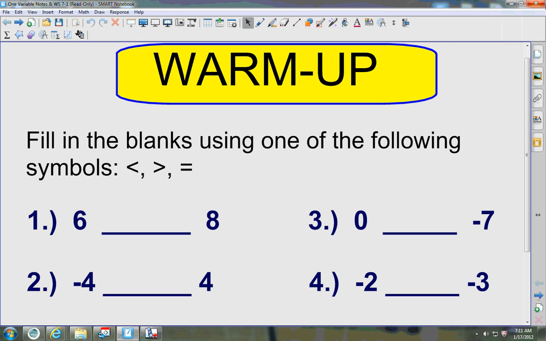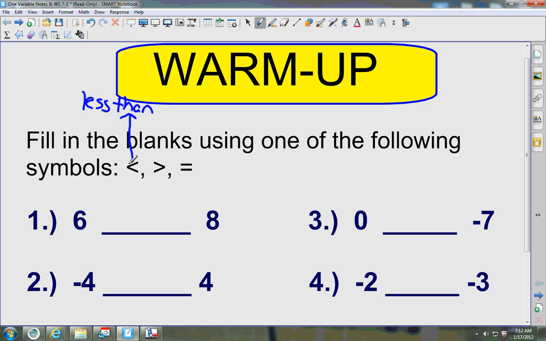This video is an introduction to linear inequalities with one variable. Right here, if you look at this, let's go back and think about what these symbols mean and the numbers. First off, what is this symbol when it's pointing over here towards the left? That right there is less than.